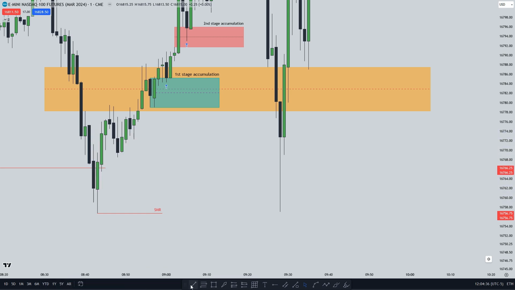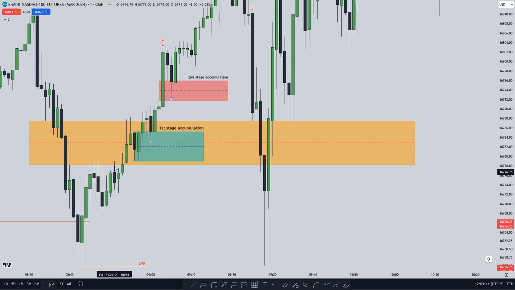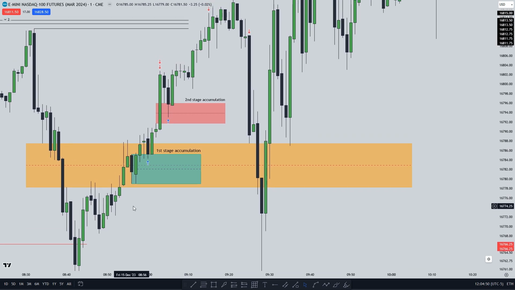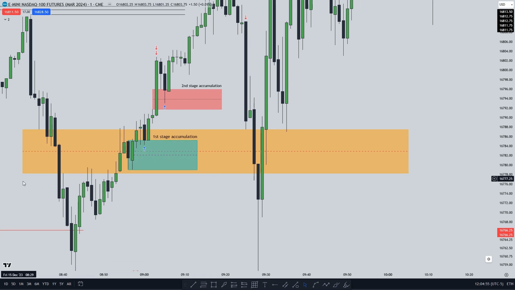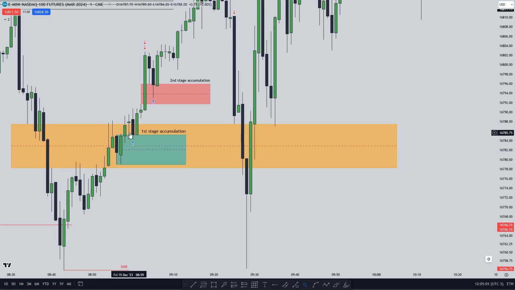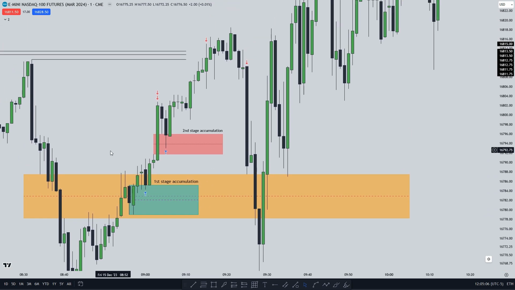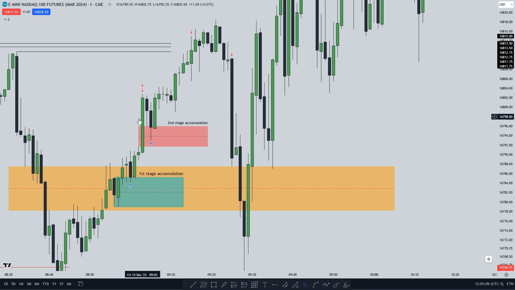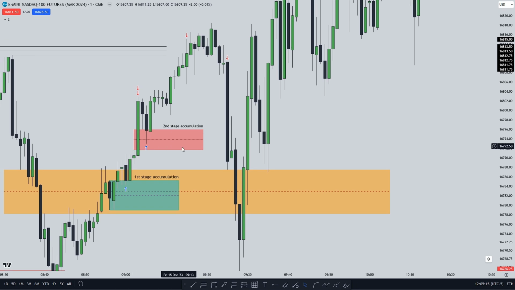Price also respected this fair value gap right here. Then price moved higher, creating a break of structure. And then we get a first stage accumulation. As you see, price creates a 5-minute inversion fair value gap and also comes down and touches this order block, closing above the order block. So this will be the first stage accumulation. Then price moves higher, creating a fair value gap. Then price comes down into this fair value gap, so this would be the second stage accumulation.